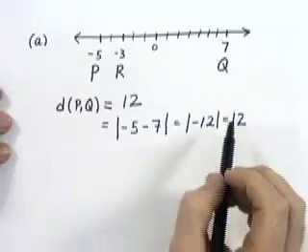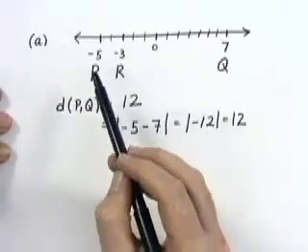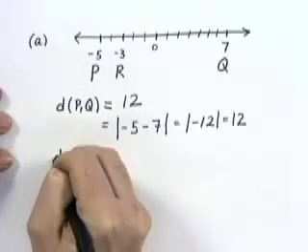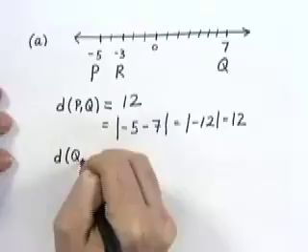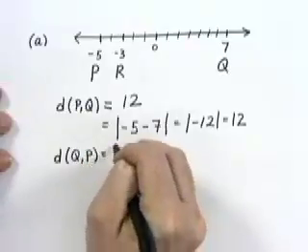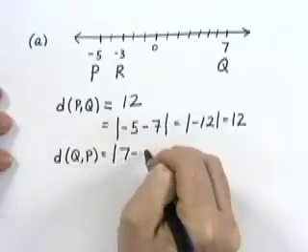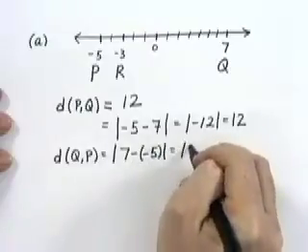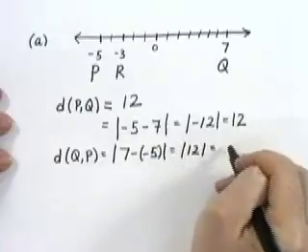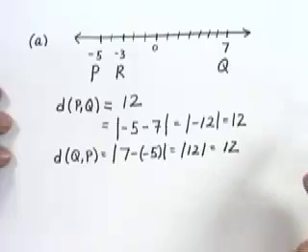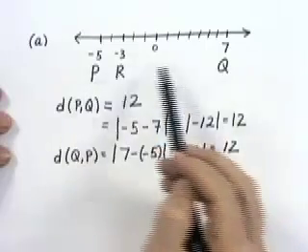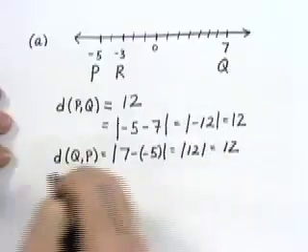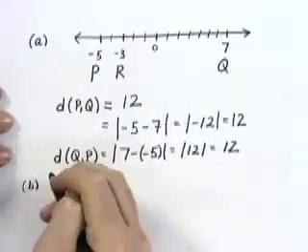Now a logical question to ask is, if it's 12 units from P to Q, how far is it from Q to P? Well, to find the distance from Q to P, I'm going to take 7 minus -5 in absolute value, which is the absolute value of 12, which is, again, 12. So that should be reasonable: the distance from P to Q is the same as the distance from Q to P. Let's look at one more example of this.